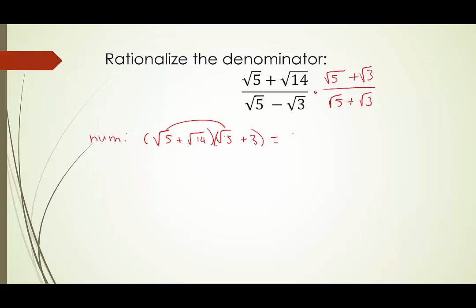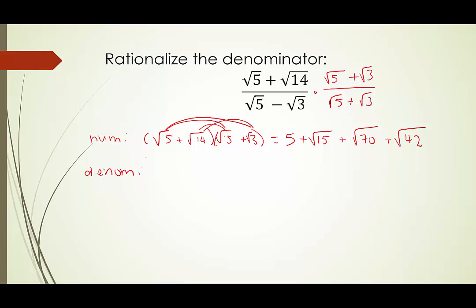Root 5 times root 5 is 5. Oops, how about square root of 3? There we go. Root 5 times root 3 will be the square root of 15. Root 14 times root 5 is the square root of 70. And root 14 times root 3 would be the square root of 42. Looking at this, I don't think anything can be simplified. 15 is 5 and 3, 70 is 2, 5, and 7. 42 is 2, 3, and 7. So that's what we're stuck with in the numerator.